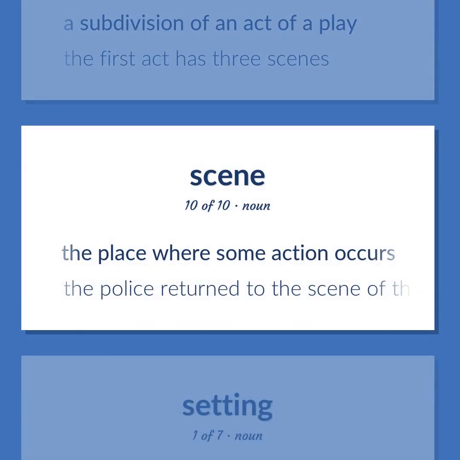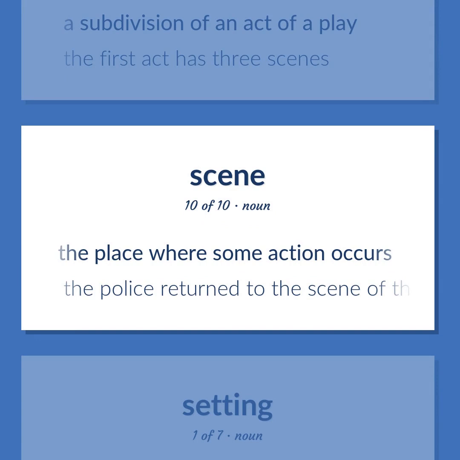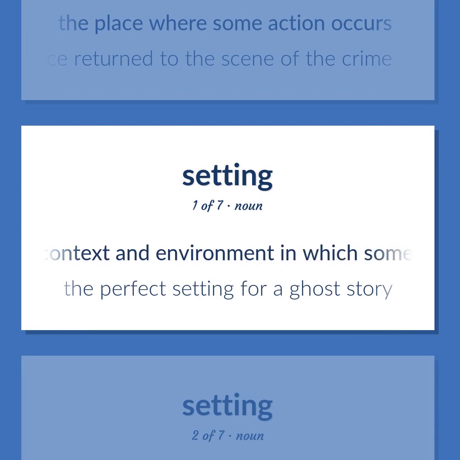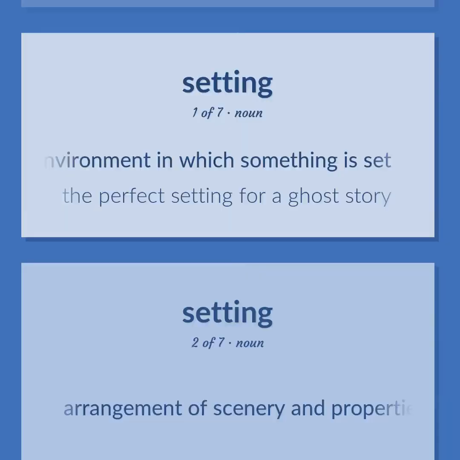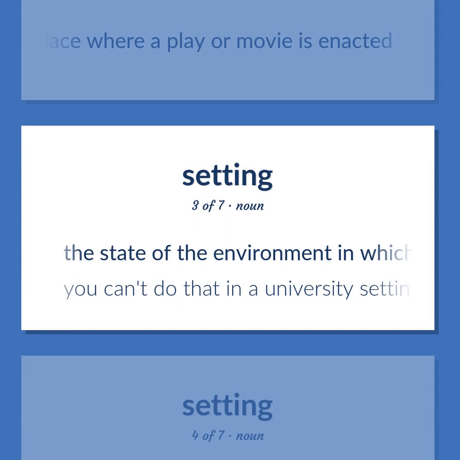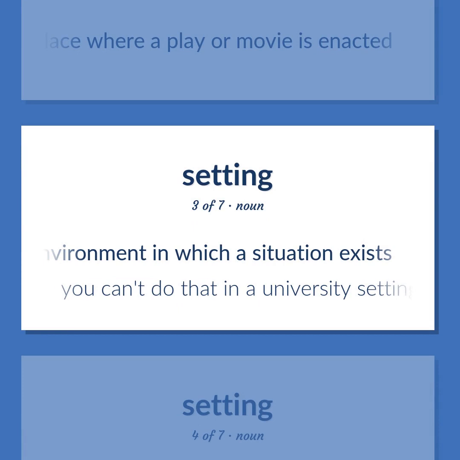The place where some action occurs. The police returned to the scene of the crime. The context and environment in which something is set. The perfect setting for a ghost story. Arrangement of scenery and properties to represent the place where a play or movie is enacted. The state of the environment in which a situation exists. You can't do that in a university setting.